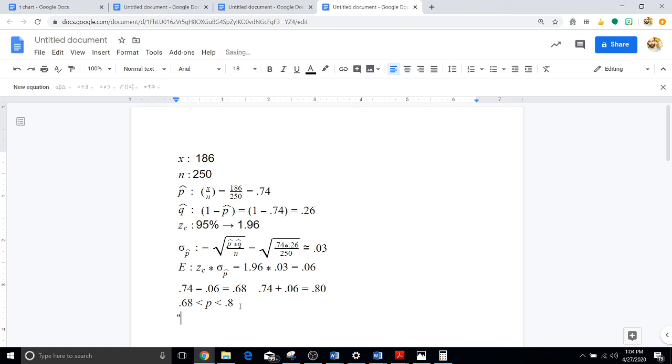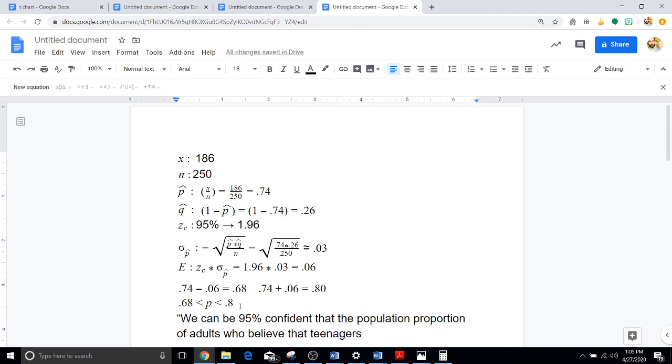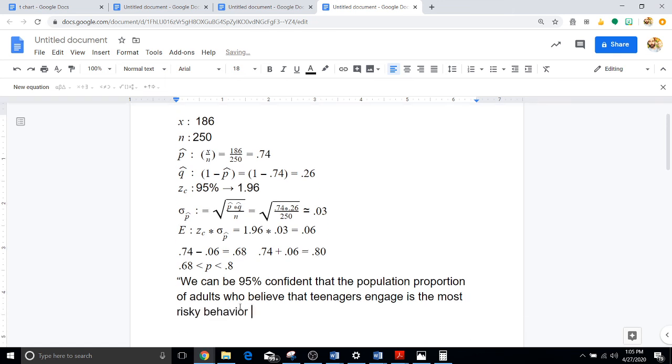Let's write it out as a sentence. We can be 95% confident that the population proportion of adults who believe that teenagers engage in the most risky behavior is between 68% and 80%. That's going to be our answer.